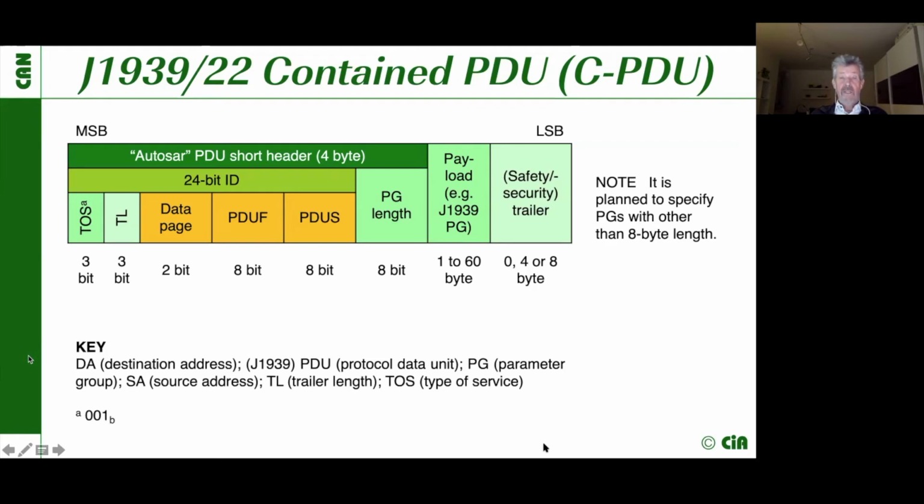In the short header, which is an overhead, of course, we have first of all the type of service. The type of service is in this case coded as 001, and we then have the 3-bit length. This indicates the length of the trailer. How long is the safety or security trailer? As I said, at the moment we have specified 3 values: 0, 4, or 8. Then we have the 2 bits which you know from the parameter group number in J1939, the data page. We have the protocol data unit format and the specific information. Together, this is the parameter group number, and then we also need an additional byte to indicate the length of the following payload. Today, when you're using the legacy parameter groups, this will always be 8 bytes. But in the future, it could be different.